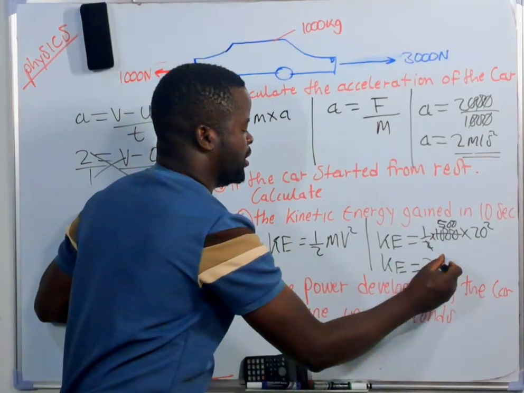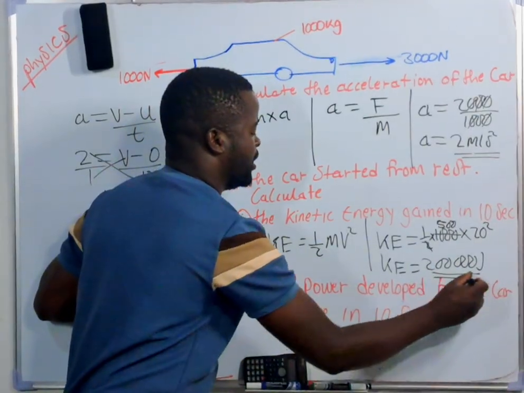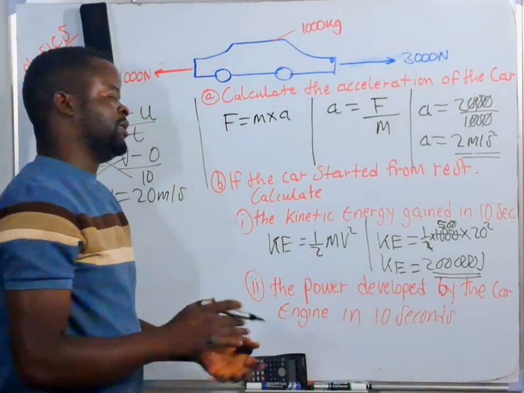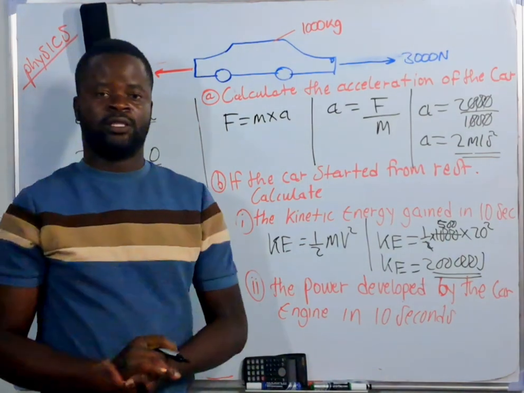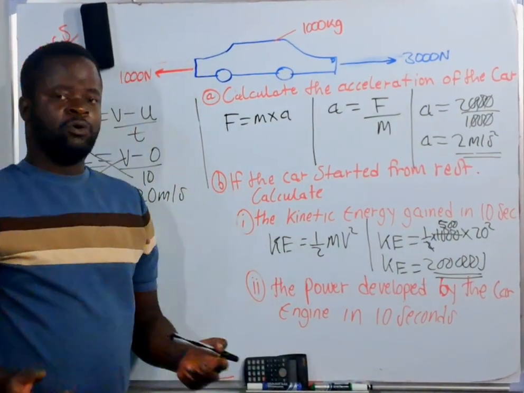Therefore, our kinetic energy, when we say 1 times 500 times 400, we are going to get 200,000 joules. This is our gain in kinetic energy. 200,000 joules.